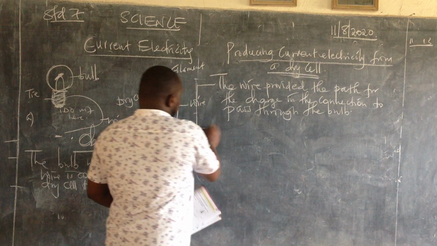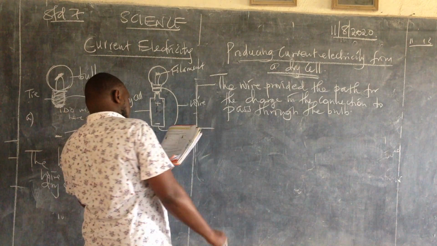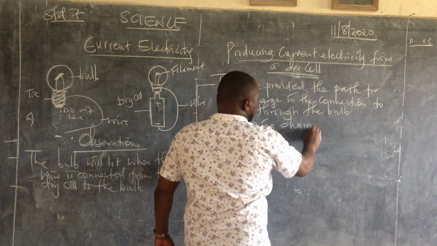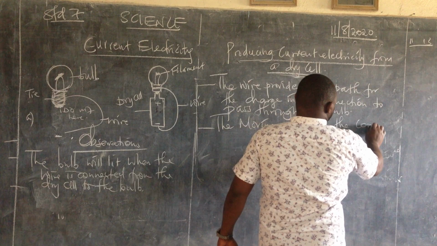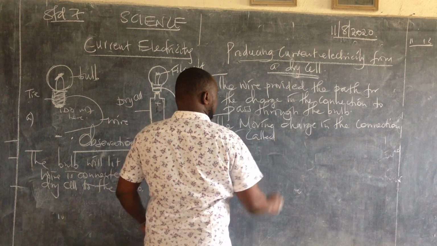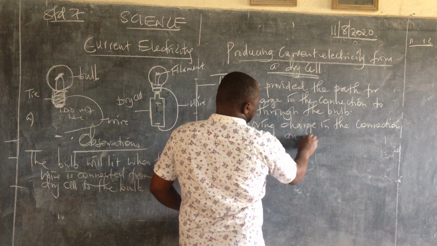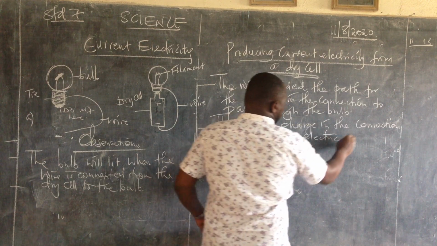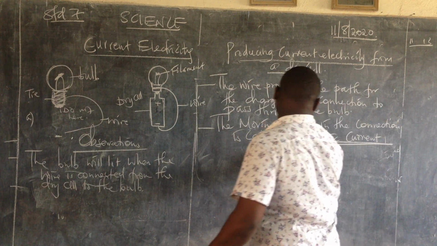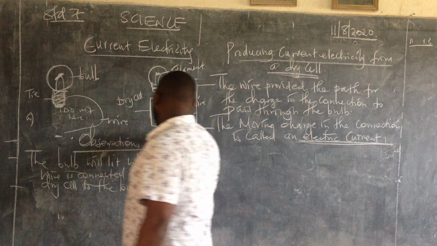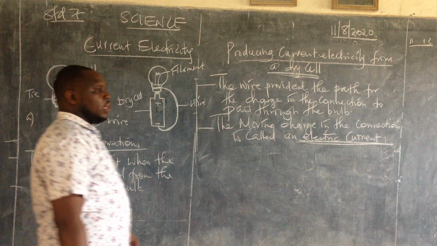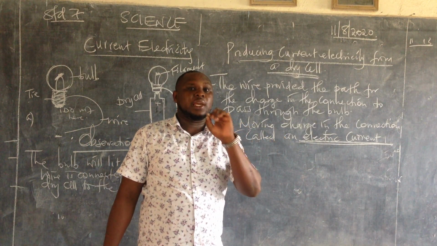And then lastly, of course, the moving charge in the connection is called an electric current. So the charge that is moving in the connector, in the wire, is the electric current. That's why you'll be told, don't touch naked wires.